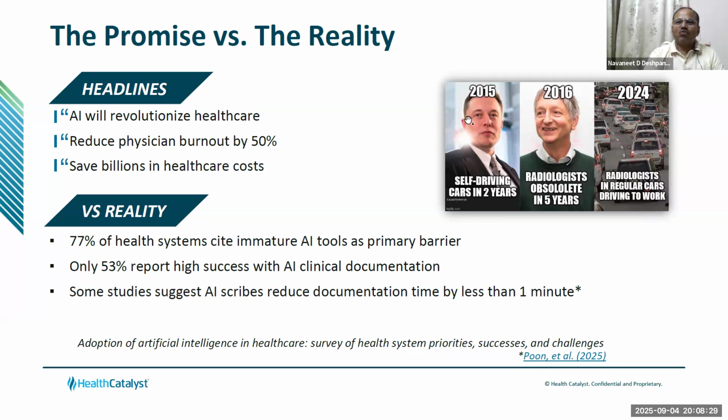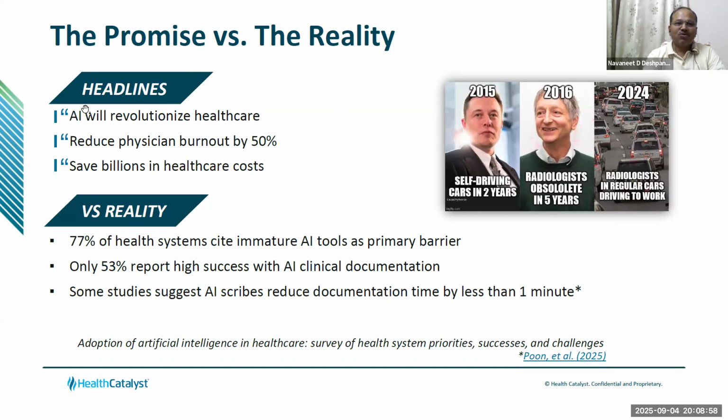So neither what was envisaged in 2015 became a reality, nor what was said about radiologists, that they would not be there in only 5 years from 2016. That means by 2021 radiologists should have gone obsolete. It didn't happen like that. Finally, radiologists are only going in a regular car without any self-driving. So what it says is that there are promises built upon some dreams, but those promises are different from the stark reality which the world is facing.